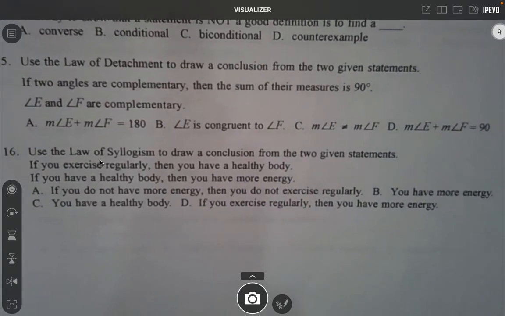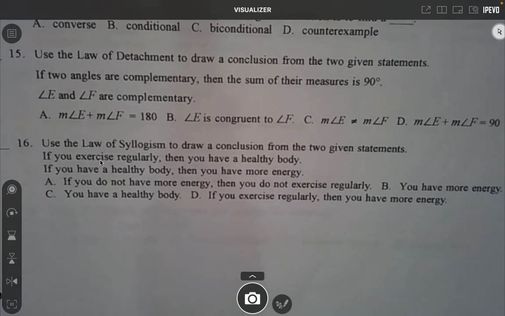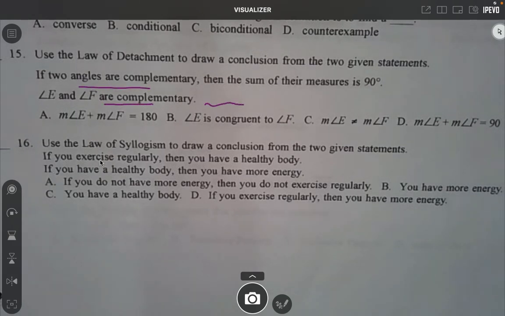Okay, the law of detachment and then syllogism. The law of detachment, these 2 things have to match, so then I can write this part. If 2 angles are complementary, their sum is 90. E and F are complementary. What do I know about it then? Their sum is 90. So which one of those shows that E and F add to 90? D. That's what I'm looking for, okay? If the 2 angles are complementary, then they measure 90. E and F are complementary, their measures add to 90.